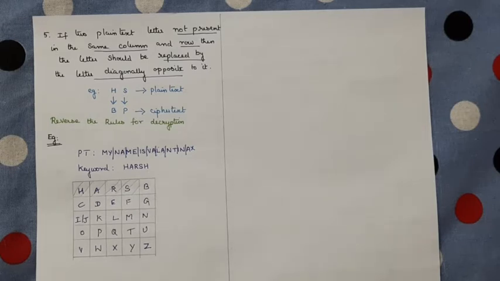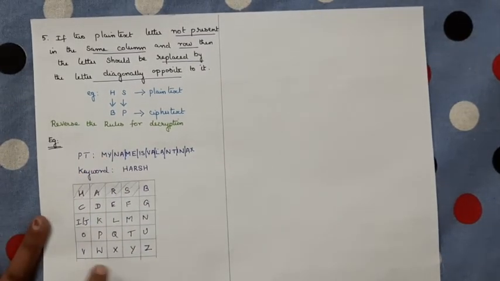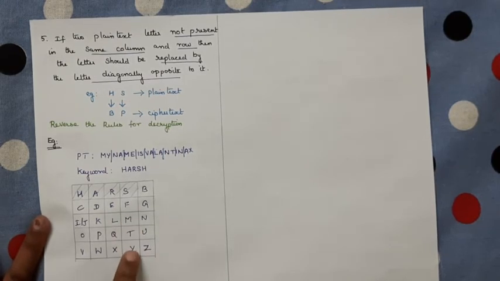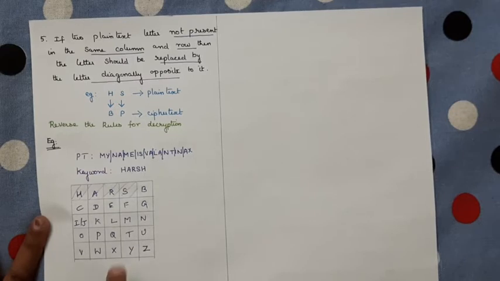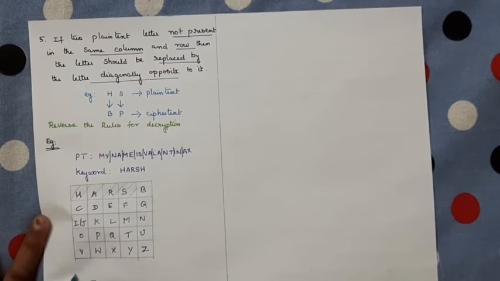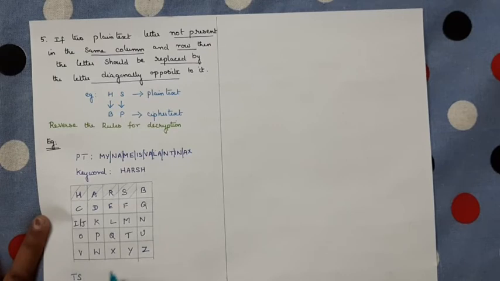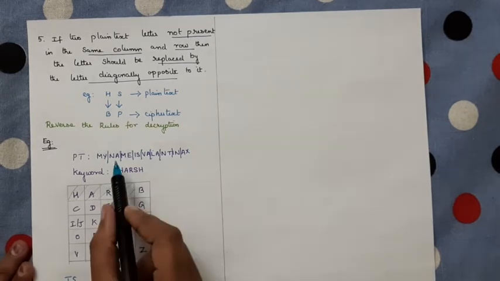Okay, now I'm going to take every pair. The first pair is My. In this 5 cross 5 matrix, where is M and where is Y? M is here, Y is here. They are in the same column. If it is in the same column, you have to replace each letter with its bottom element. So M is replaced by its bottom element T, and Y is replaced by its bottom element S. So for My, the encrypted text is TS.